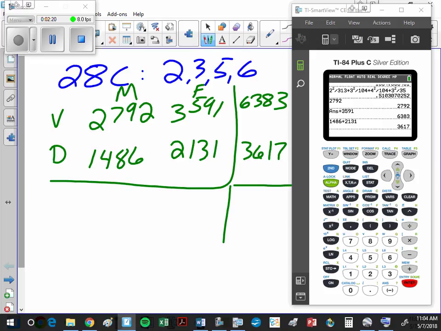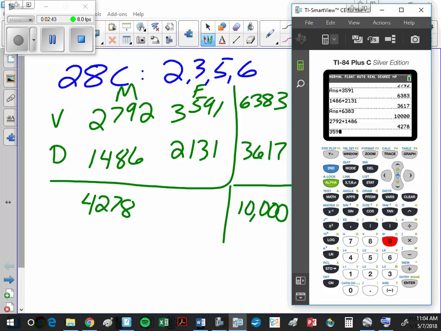Now those should add up to be 10,000. We have a sample of 10,000, so let's check that. And I get 10,000. Okay, and then I add up the columns, 2792 plus 1486, and I get 4278, then 3591 plus 2131. And once again, those two column totals should add up to 10,000, and they do.